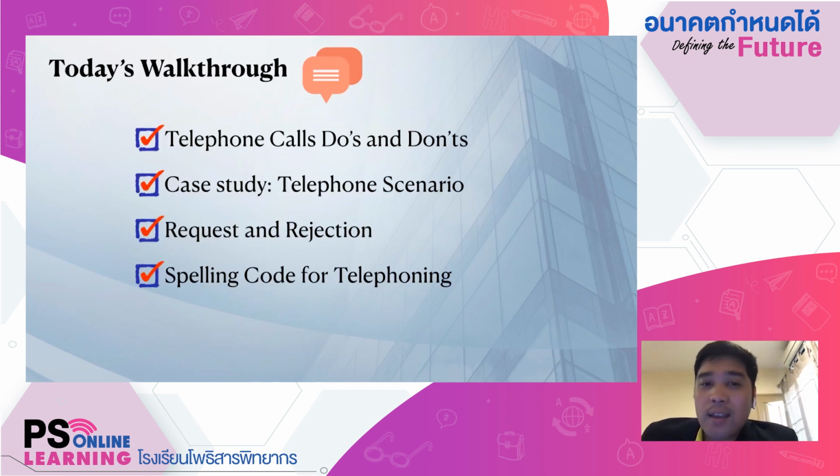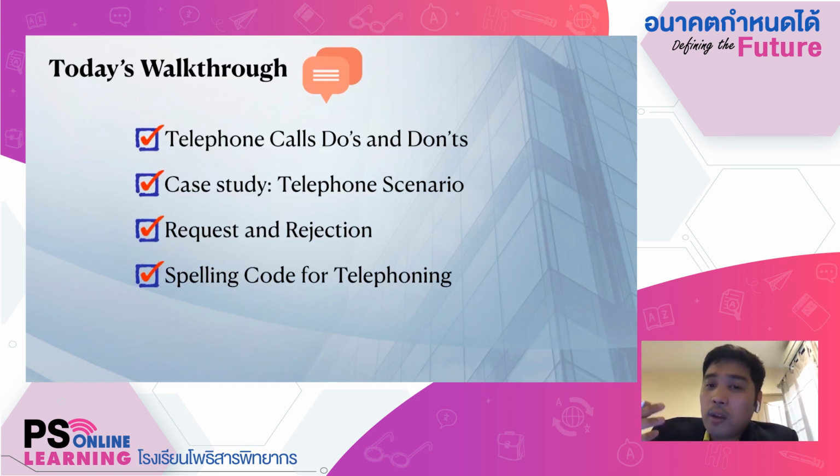Okay, so request and rejection. A request is the process where the speaker asks for help from the listener, and a rejection is the way to say no to the request. So you will know how to do a proper rejection. Okay, next one, spelling code for telephoning.